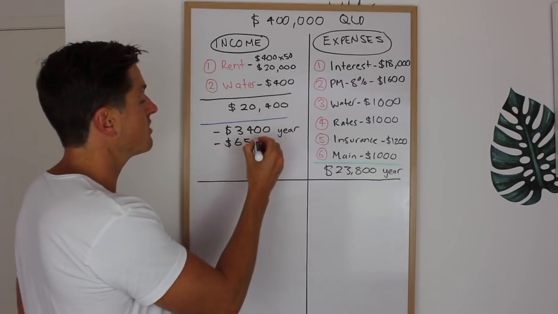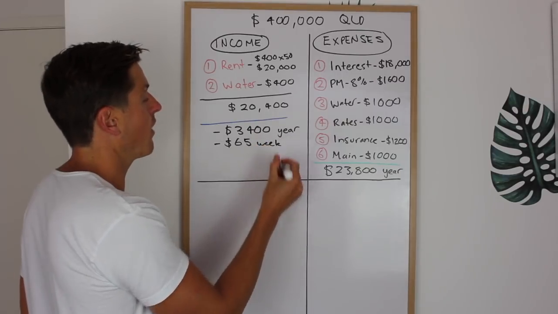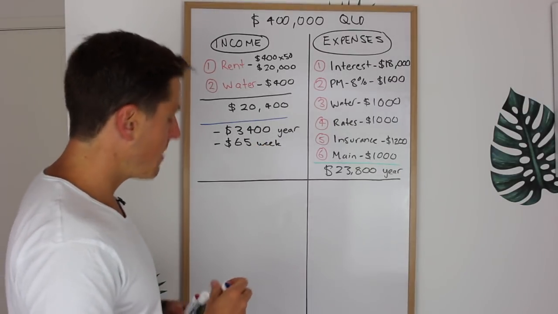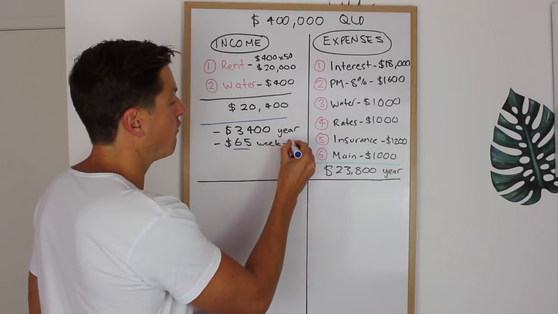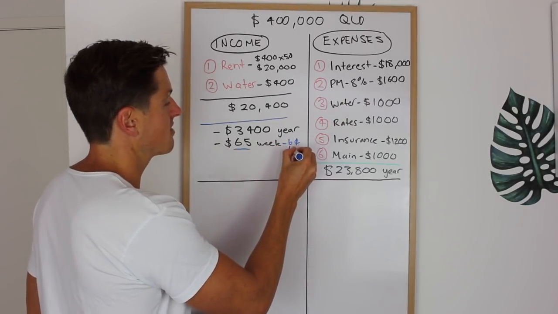So if we work that out to a weekly basis, you're looking at this property worth $400,000 costing you $65 a week to own. Now, the thing about this $65 per week is it's before tax.